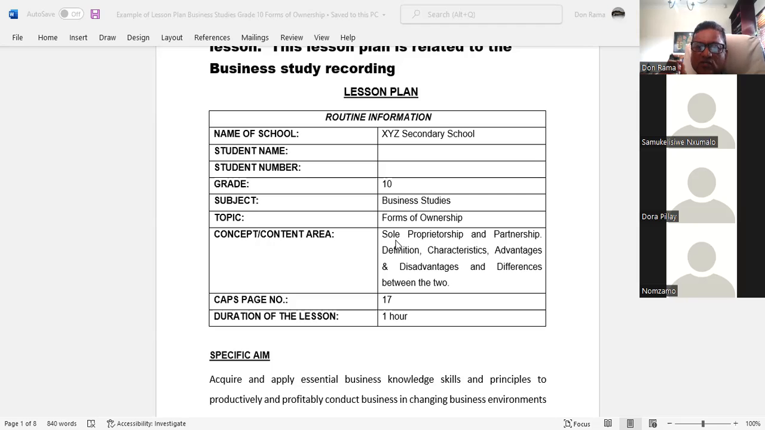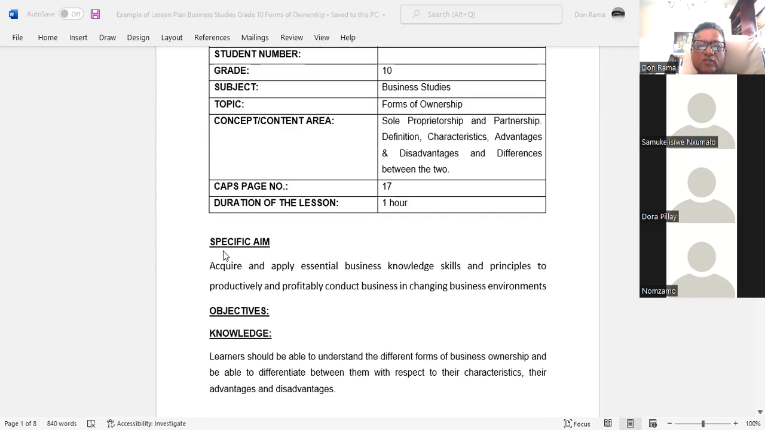The two concepts are sole proprietorship and partnership. And what we're going to teach under those two concepts is definition, characteristics, advantages and disadvantages, and differences between those two. So once you write that, it gives you a clear idea of how to go about writing the rest of the lesson plan.